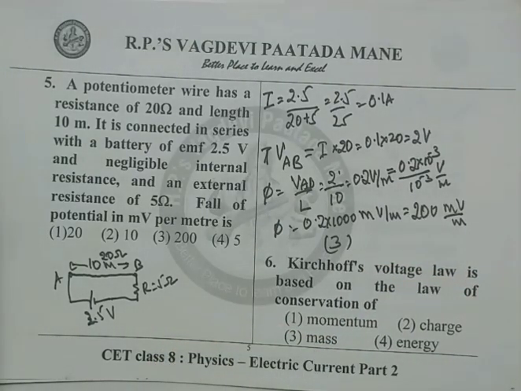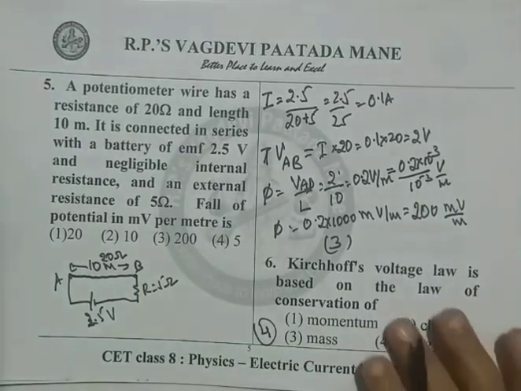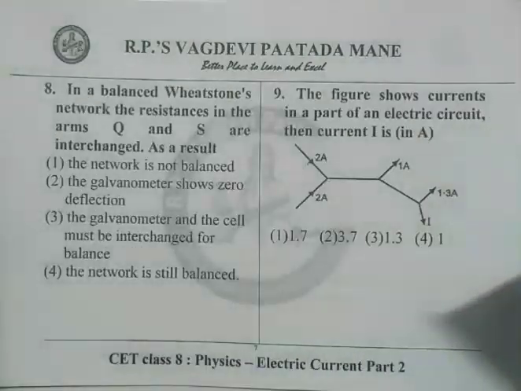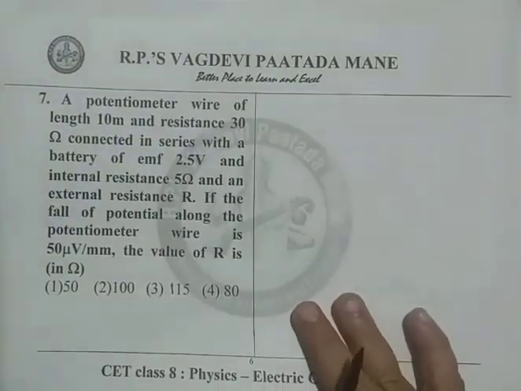Now going for the 6th question. Kirchhoff's voltage law is based on the law of conservation of. As voltage means potential difference, it is the amount of work done. Therefore, amount of work done means it has something to do with energy. Therefore, option 4 is correct for this question. We read the next question.